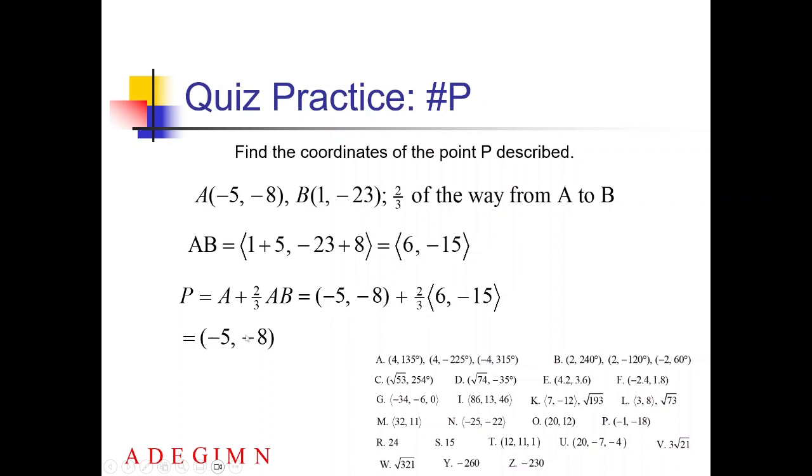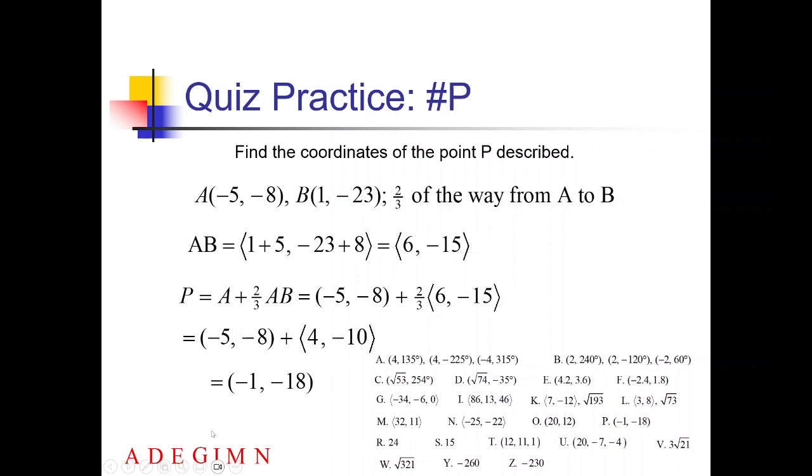So there's our original point. We'll just copy that in there. And now 2/3 of each of these, I'm going to divide by 3 and multiply by 2. So 2/3 of 6 is going to be 4. And then negative 15 divided by 3 is negative 5, times 2 is negative 10. Adding these up, we have negative 5 plus 4, that's going to be negative 1. And negative 8 plus negative 10 is negative 18. Taking a look at that answer, we've got negative 1, comma negative 18, just like I have here. So that matches up. We move on.